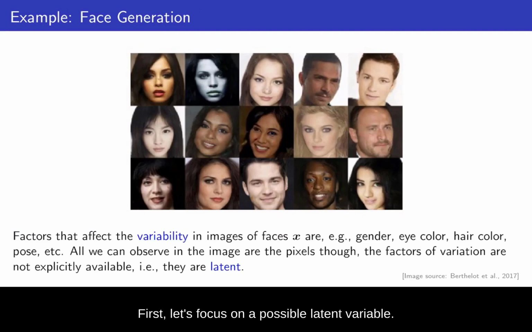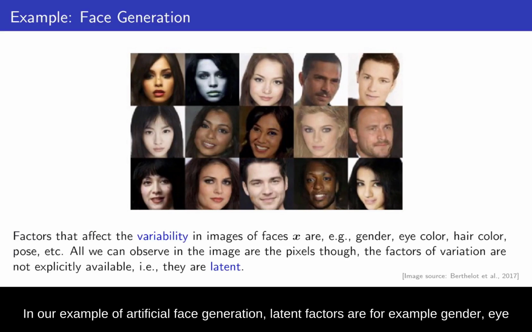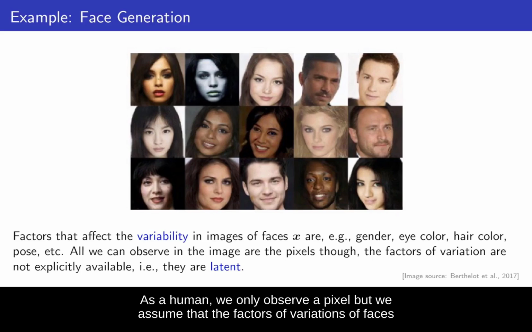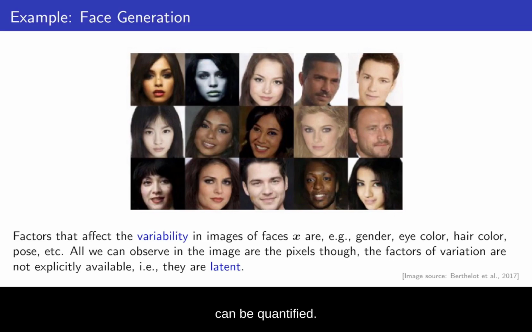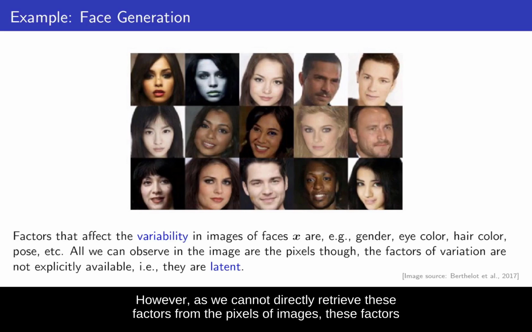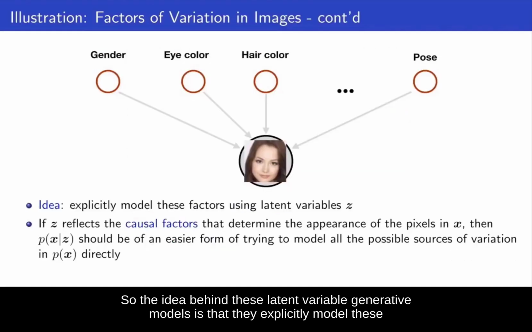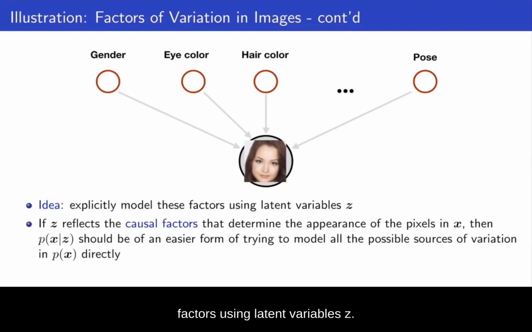First, let's focus on a possible latent variable. In our example of artificial face generation, latent factors are, for example, gender, eye color, hair color, pose, etc. As a human, we only observe pixels, but we assume that the factors of variation of faces can be quantified. However, as we cannot directly retrieve these factors from the pixels of images, these factors are latent. So the idea behind these latent variable generative models is that they explicitly model these factors using latent variables z.